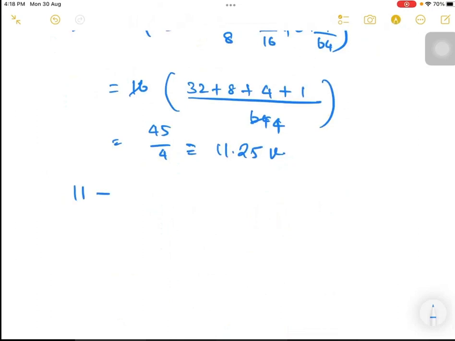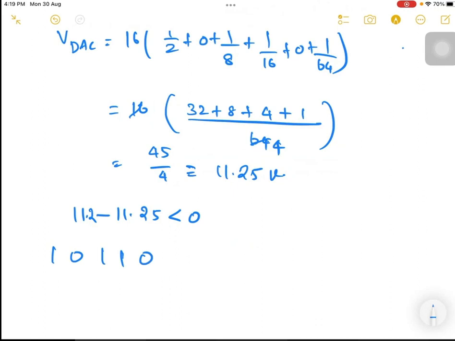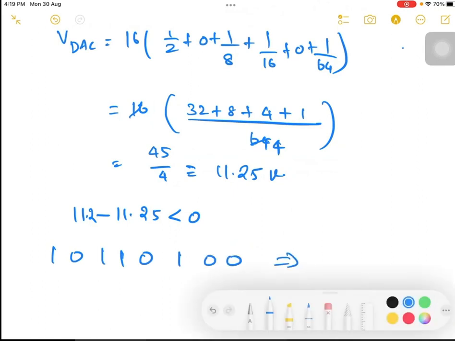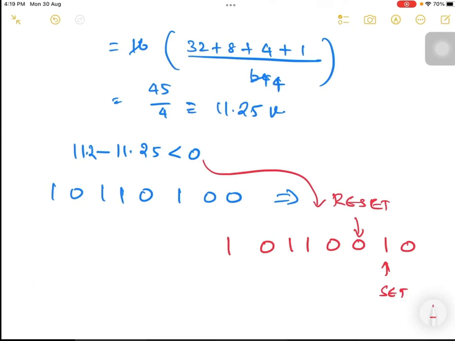So now again I am comparing 11.2 minus 11.25, again less than 0. So again what we have to do is, this can be converted to, let me use another color, 10110010. Okay, now what happens here is this is set and this is reset because of less than 0. Okay, less than 0, the current bit will be reset and the next bit will be set. If it is greater than 0, only the next bit will be set, the current bit stays as it is.